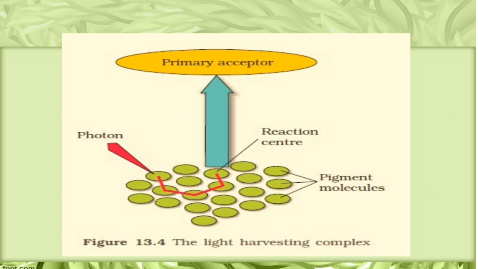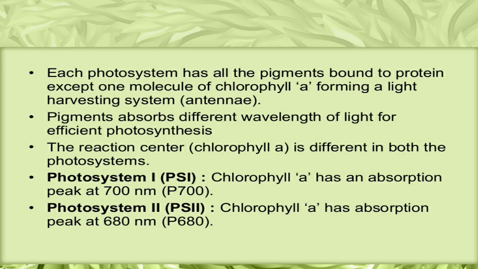Red color, that is the light ray that consists of photons. A photon strikes pigment molecules, then energy is transferred, an electron is released, and that is accepted by the primary acceptor. Each photosystem has all the pigments bound to protein except one molecule of chlorophyll A, forming a light harvesting system, that is antennae. Pigments absorb different wavelengths of light for efficient photosynthesis.